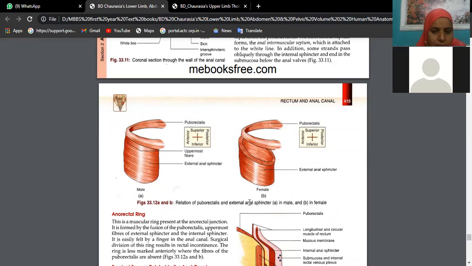So, just above the external anal sphincter, there is a muscle you call puborectalis. That means it is coming from the point of the pubic symphysis and moving towards the rectum, below which you will see the formation of the external anal sphincter.